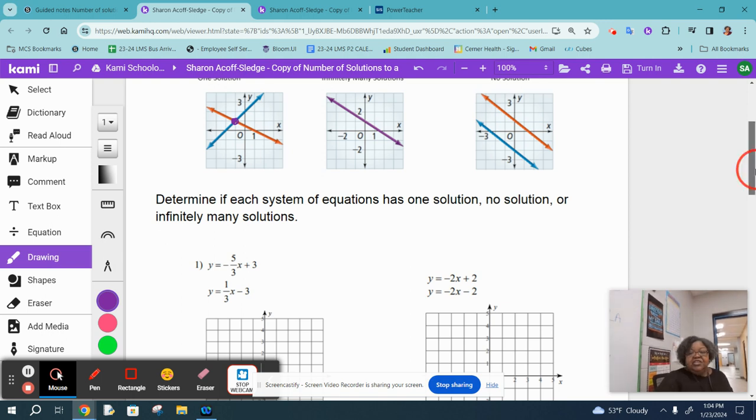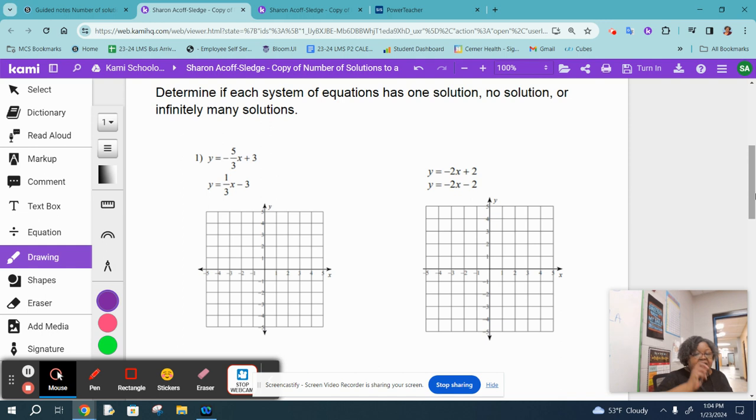Okay, so we're going to determine if each of these systems has one solution, no solution, or infinitely many solutions. I can look at this one and tell you it's a one solution. Why? Because the slopes are not the same. I know it's a one solution. If the slopes are different, it's a one solution. Let's go ahead and graph it.